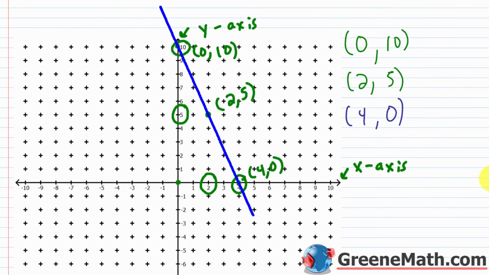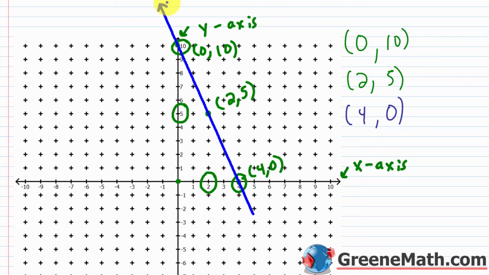And what we want to do is put an arrow at each end. And what does that arrow indicate? It indicates that this line continues forever and ever and ever in each direction. Again, there's an infinite number of solutions, an infinite number of x, y pairs that satisfy this equation. Every single point on this line represents a solution to that equation that we started with, which was 5x plus 2y equals 20.